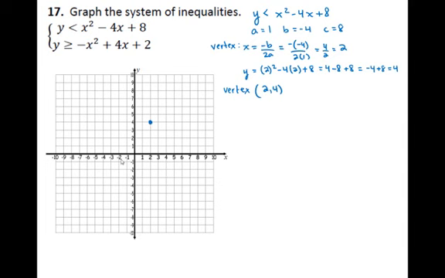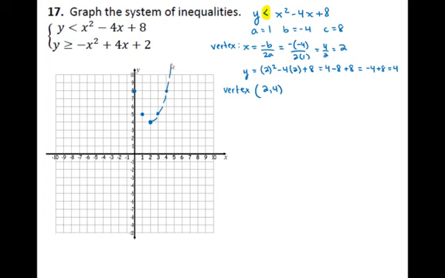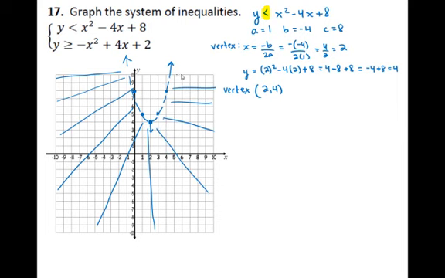That's in quadrant 1. A is 1, so it's the same size as the parent function. So I'm going to plot some more points using the pattern 1, 1, 2, 4, 3, 9. Now before I connect those points, I'm going to go back and look at the inequality. It's a less than, so it's going to be a dotted or dashed parabola. Less than implies that I should be shading below the vertex. So this little arrow that I drew is pointing down. It happens to be outside of the parabola, so I need to shade all outside of this parabola.